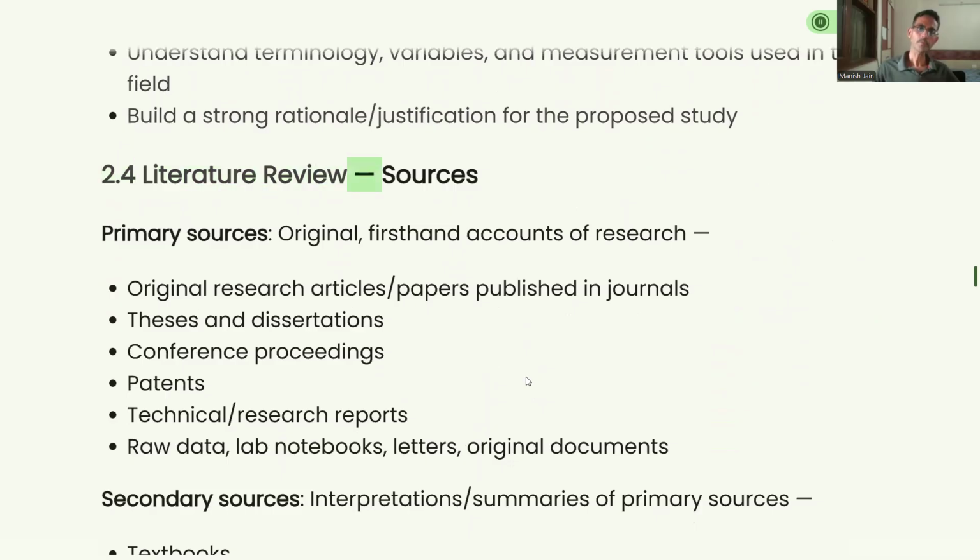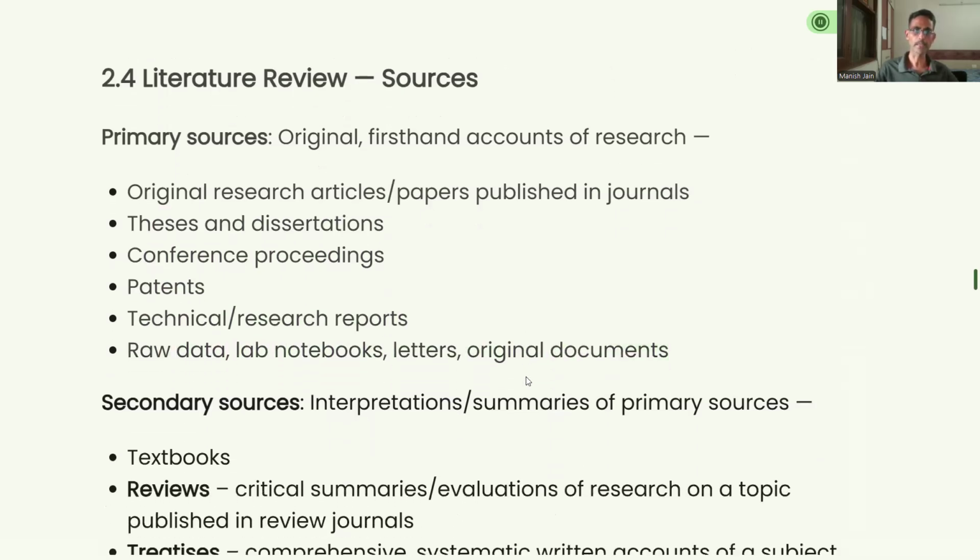2.4 Literature review sources. Primary sources: original, first-hand accounts of research. Original research articles, papers published in journals. Theses and dissertations. Conference proceedings. Patents. Technical research reports. Raw data, lab notebooks, letters, original documents.